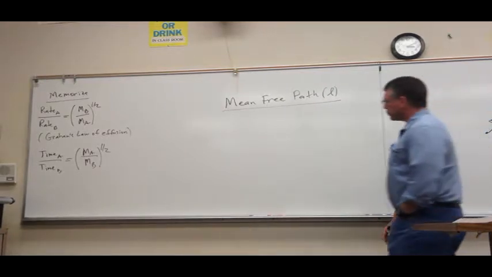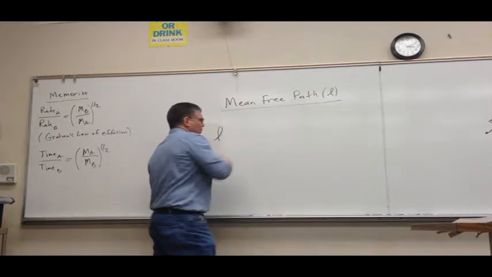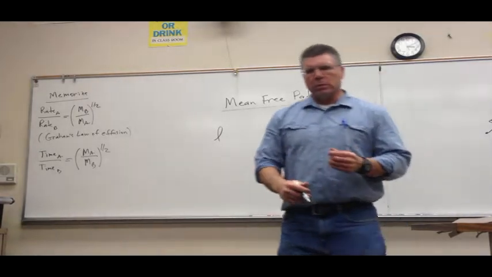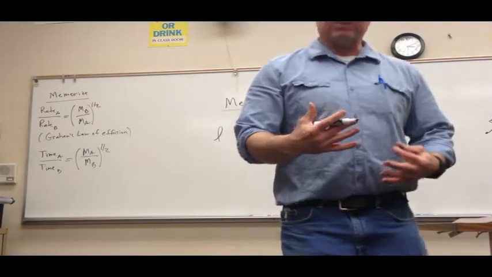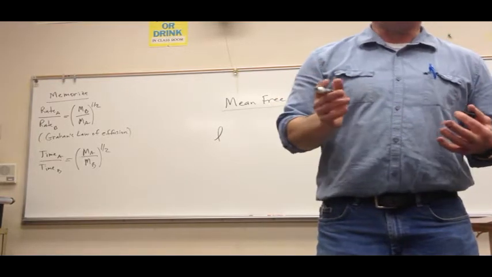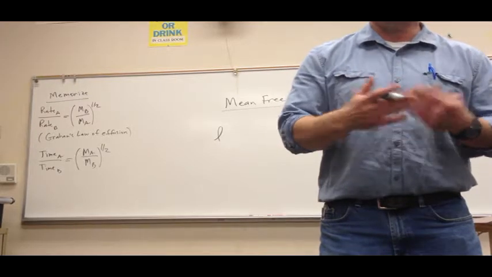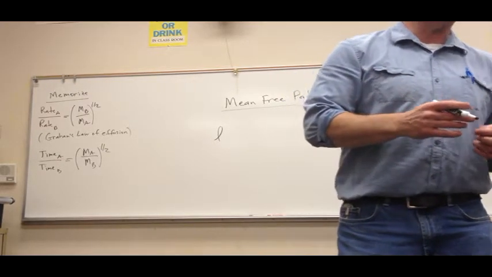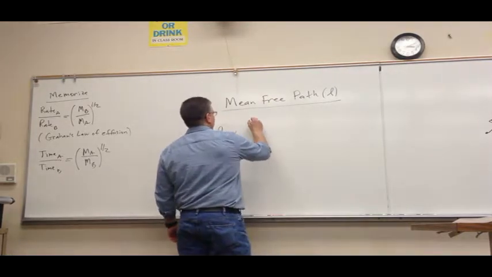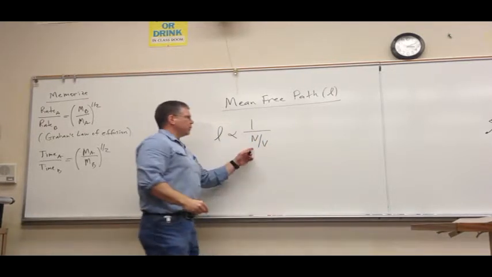And so, if we think about it, the more dense that gas is, the more gas particles there are per volume, the shorter the mean free path, right? That makes sense? If it's denser, it's more likely to run into another particle sooner. So we can say that the mean free path is proportional to 1 over the number density.